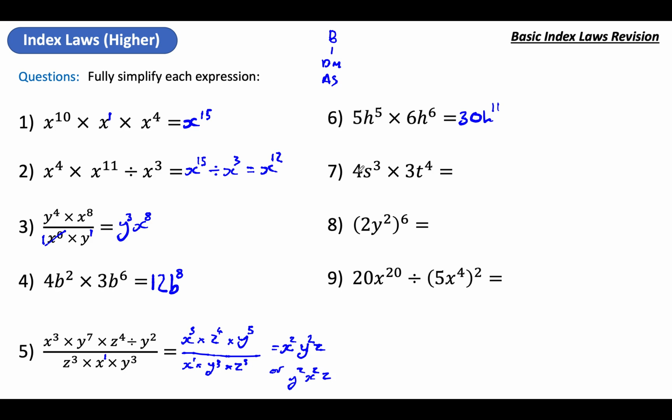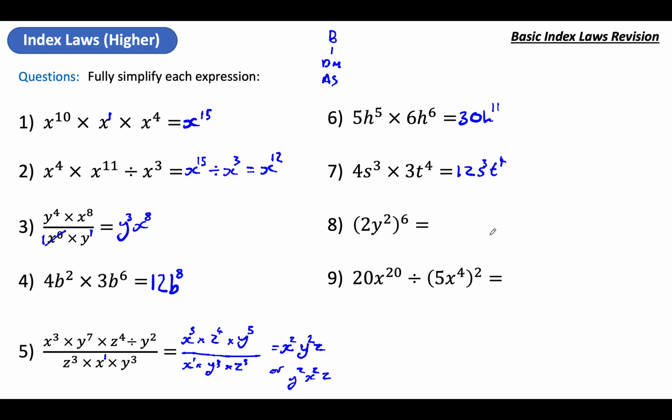This one then, 4 times 3 is 12. But I cannot put my s and my t together. They are different base numbers, the s and the t. So I should put 12 s cubed t to the power of 4.